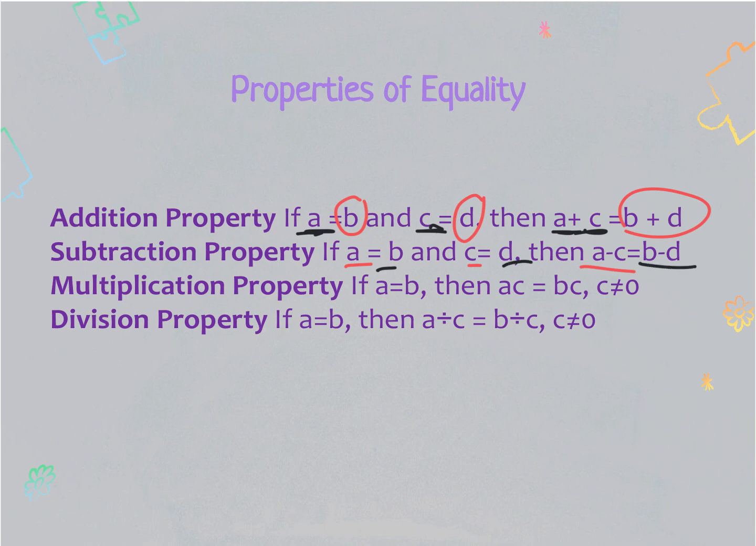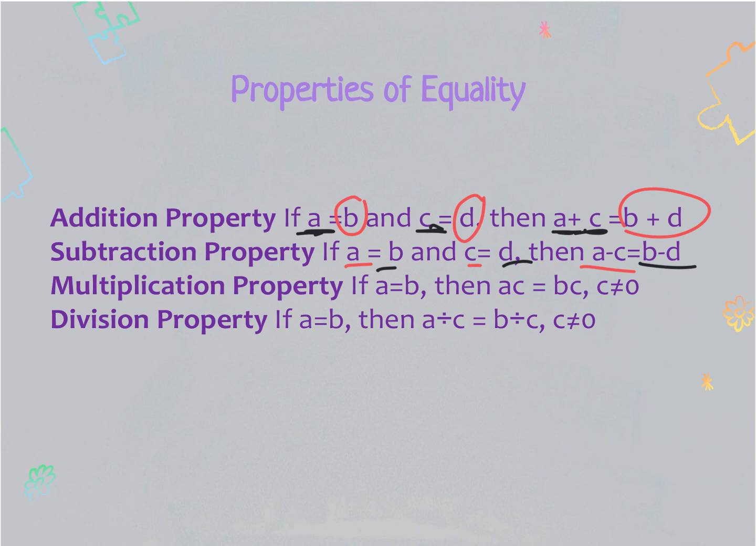Now we have the multiplication property. Sorry, the multiplication property: if A equals B, then A times C equals B times C, and C does not equal 0. The reason it does not equal 0 is because if you multiply by 0, it's a multiplication property of 0. There's not a 0 in the name, you cannot multiply by 0.